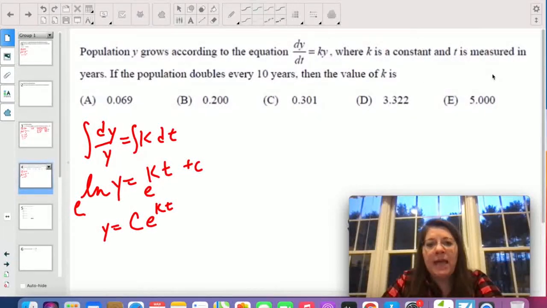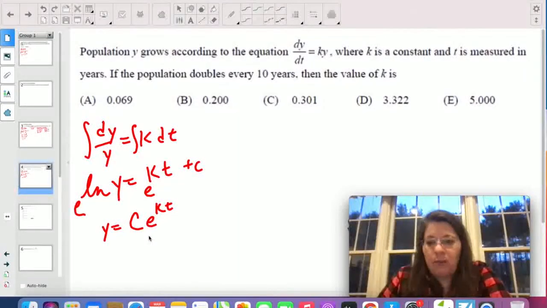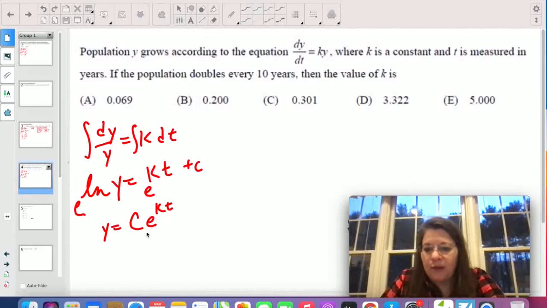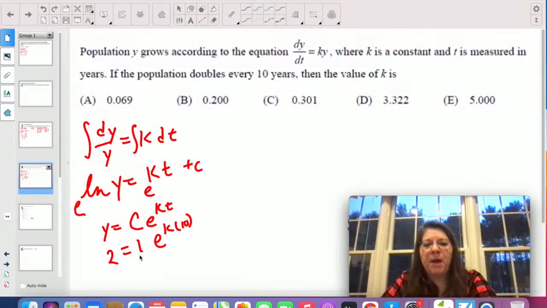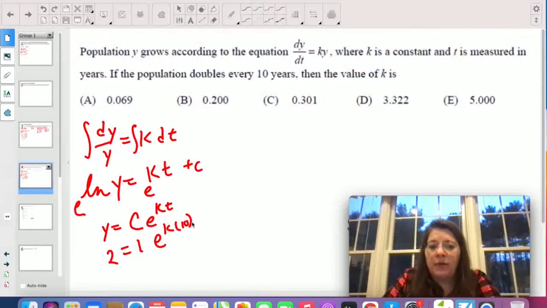They tell me that the population doubles every 10 years. So if t is 10, that means my population will double. If c is my initial population, I'm just going to pick a random initial population. I'm going to say my initial population is 1. Well, it'll take 10 years to double to 2. If my initial population is 100, then it will double in 10 years, that's my time, to 200. So that would be my y value, my final answer at the end of this situation.